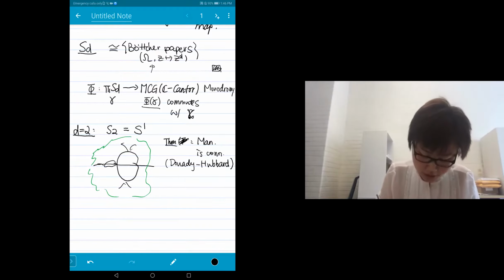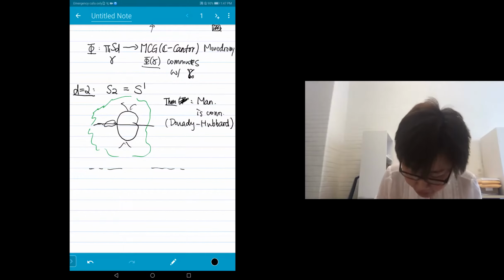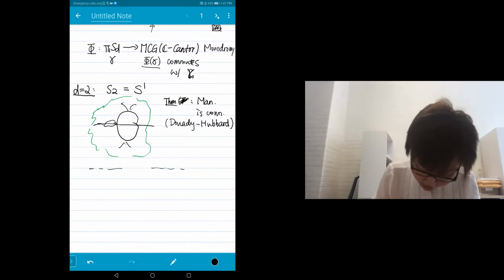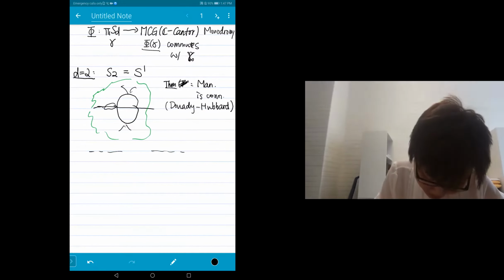So this is just a circle. And we also understand what the mapping class is. So the mapping class is basically a braid. So let me quickly draw, as I'm running out of time, what the mapping class does. So this is my Cantor set, right?